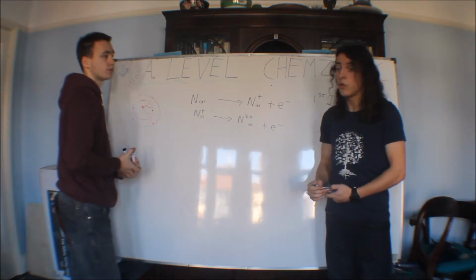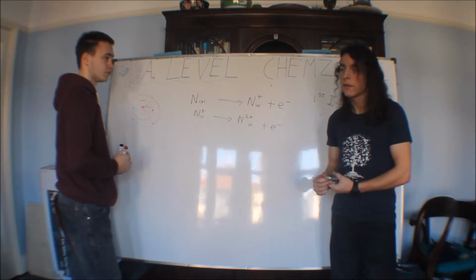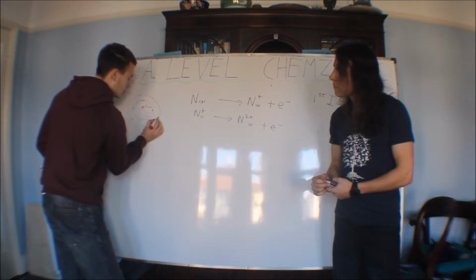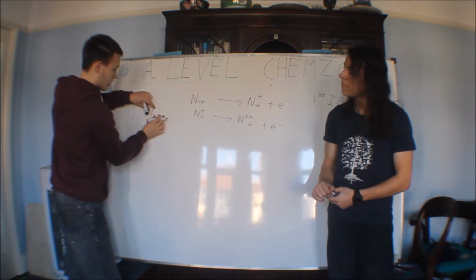And then finally we have just repulsion of the electrons themselves. So if this electron's back here, these are both electrons in there, but they're in separate shells.